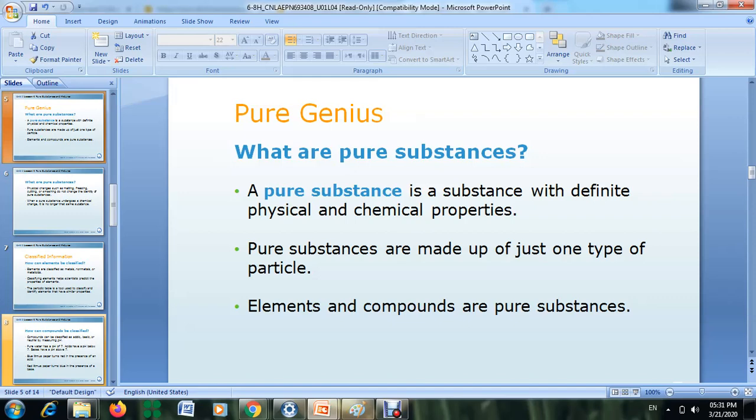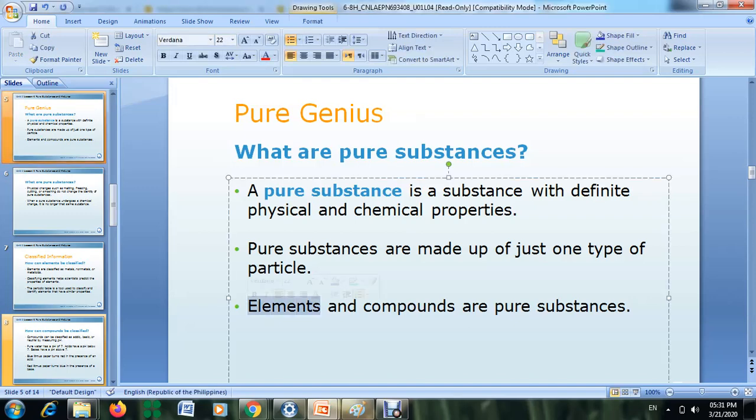A pure substance is a substance with definite physical and chemical properties. Pure substances are made up of just one type of particle. So, elements and compounds are what? Pure substances. How? For example, you have a cup of pure water. It has only water particles, only water molecules. If you have hydrogen gas only, it has only the element hydrogen.